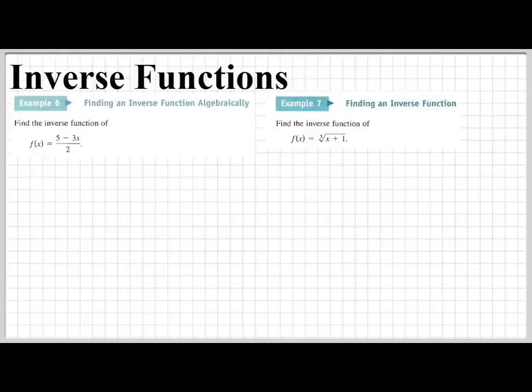In order to look at inverse functions algebraically, this is the way I like to do it. Here, we're going to find f inverse. What are we looking for? We're looking for the inverse function. That's this guy right here. So this is how we would do it.